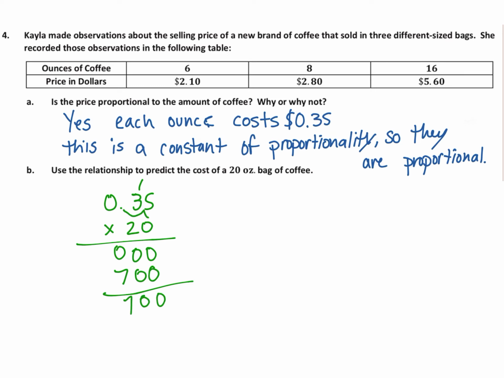Remember, if your question has 2 decimal spots, your answer also needs 2 decimal spots. So it should cost $7 for 20 ounces.